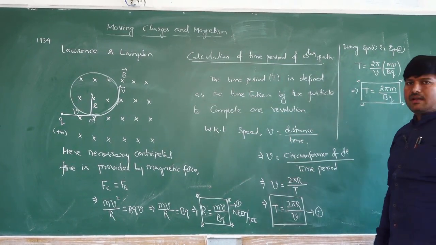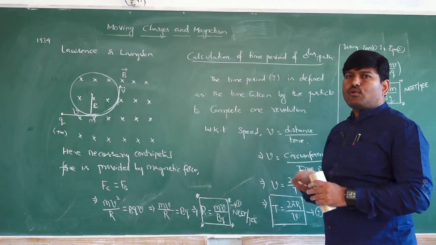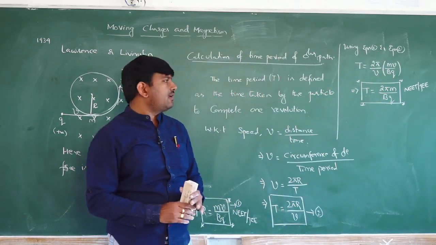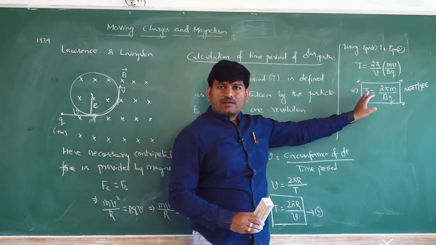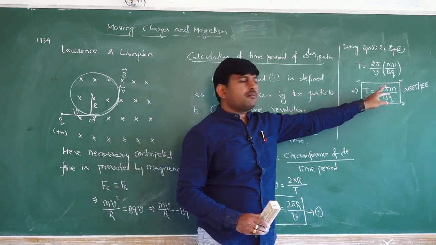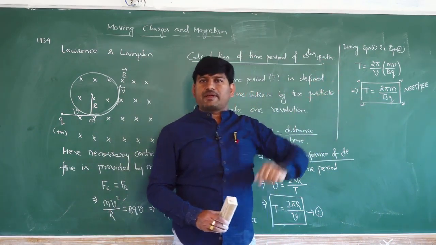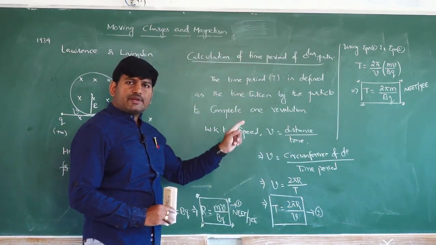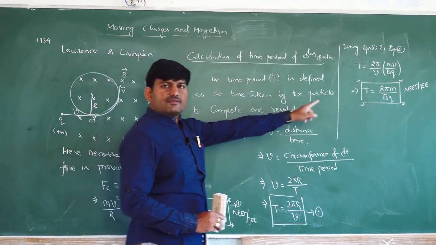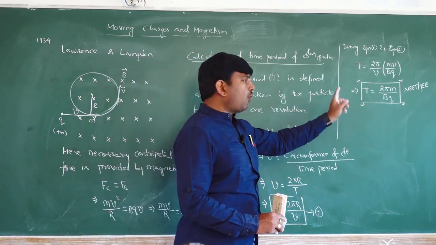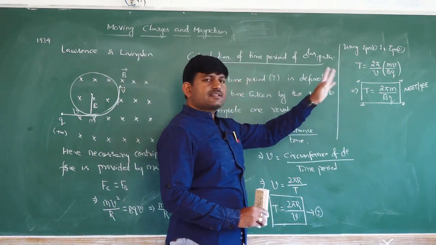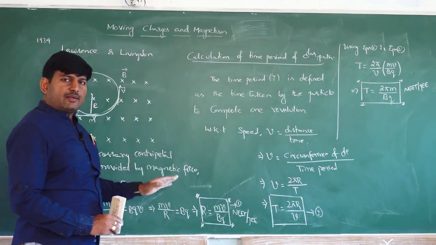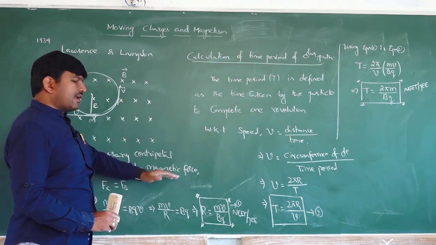So if you observe this, the time period of revolution of the charged particle is independent of the velocity of the charged particle. If a particle moves with more and more velocity, is the time period affected? No, the time period is not affected by the velocity. Time period is affected only by the mass and charge, but it is not affected by the velocity of the charged particle. Is it clear? So time period is independent of velocity of the charged particle. Time period is affected only by the magnitude of charge and mass.